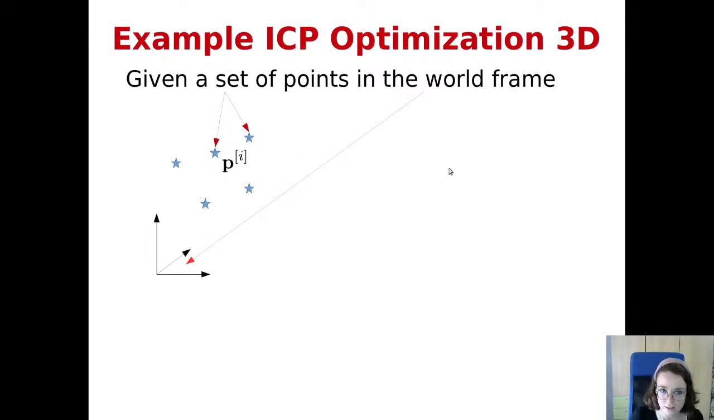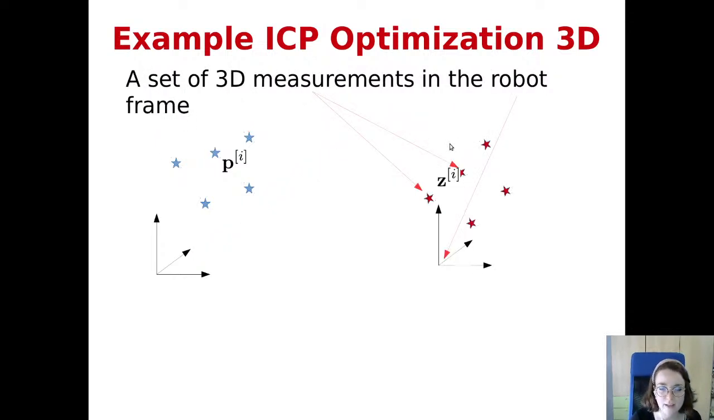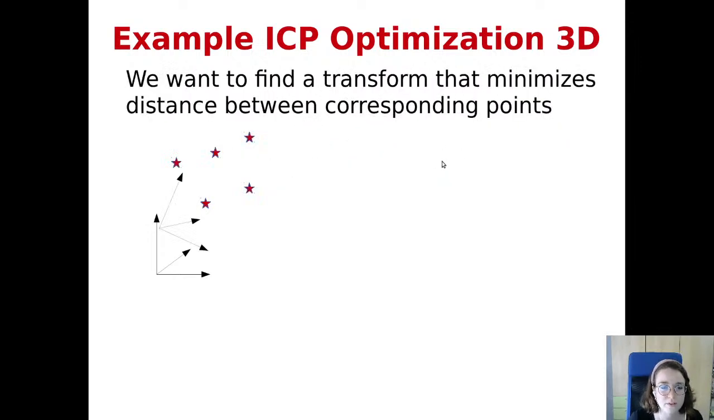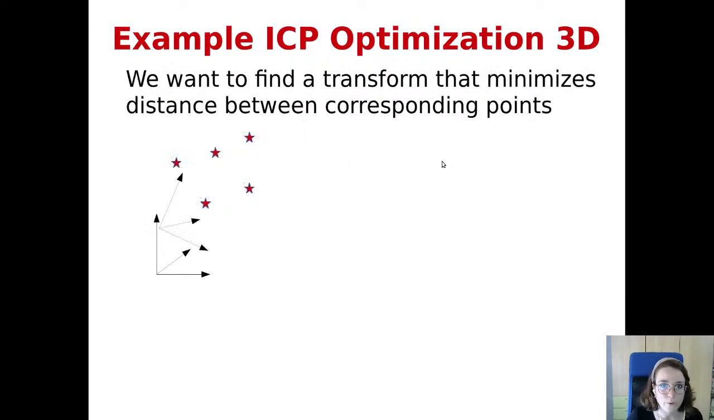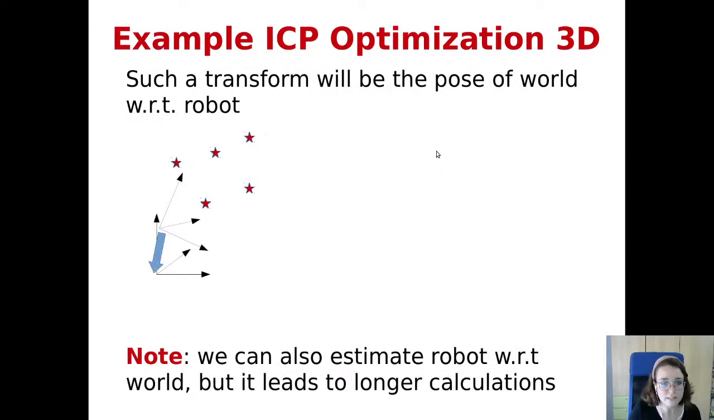Given a set of points in the world frame and a set of measurements in the robot frame, assuming that the correspondences are roughly known, we will come back on this later, then we want to find a transform that minimizes the distance between the corresponding points when they are expressed in the same reference frame. Such a transform will either be the pose of the world with respect to the robot or the pose of the robot with respect to the world. However, as the calculations are easier in that way, we will consider estimating the pose of the world with respect to the robot.